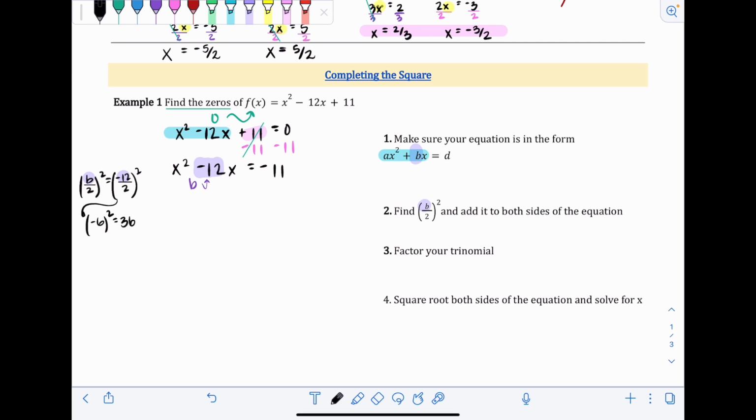So +36, that's going to be the number that we have to add to both sides of the equation like it says to do right here. So we're going to add 36 after the -12x, and then also over here on the other side of the equation after the -11. So that would be x squared minus 12x, and then plus 36 right here, and then equals -11 plus 36 right here.